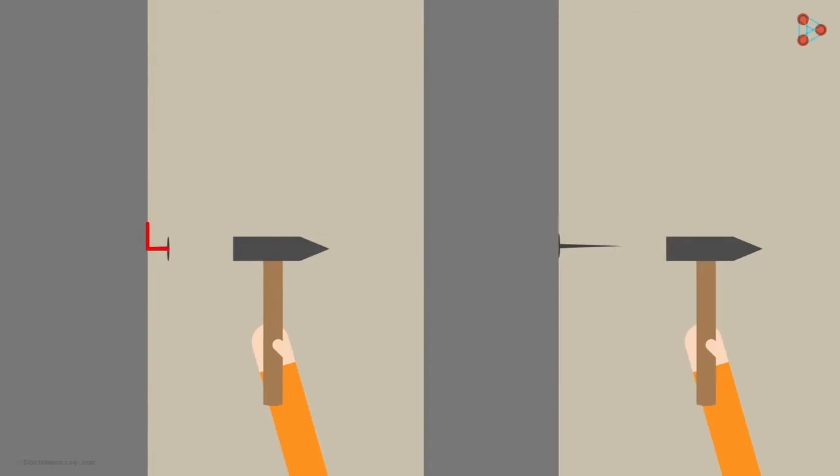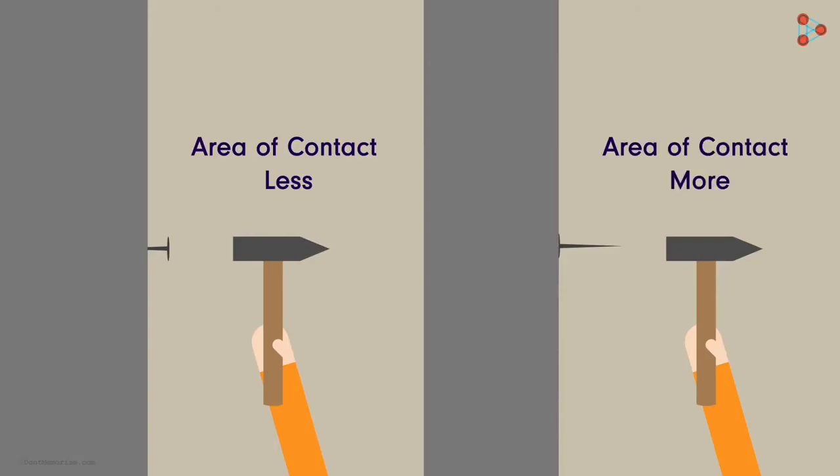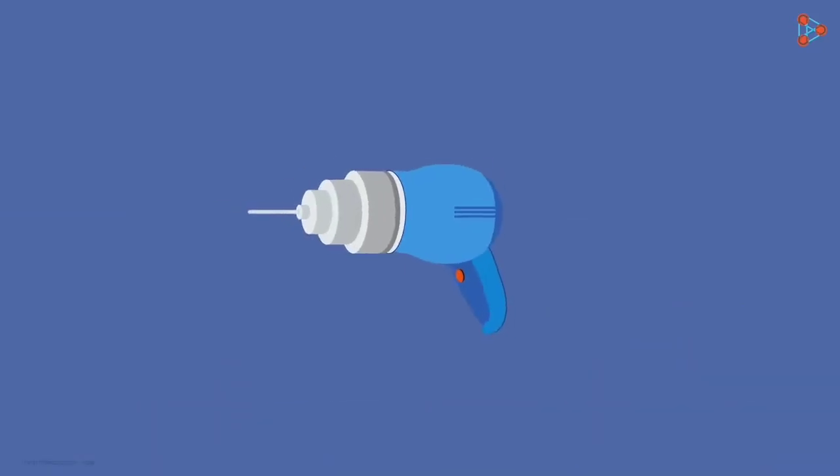See this first example. In the first case, the area is very low, the pointed end of the nail, so low area means high pressure. In the second case, the area of contact is more. It means in the denominator the value is more, then the answer, pressure, will be less. Understand? Once again, look at the equation and understand it.